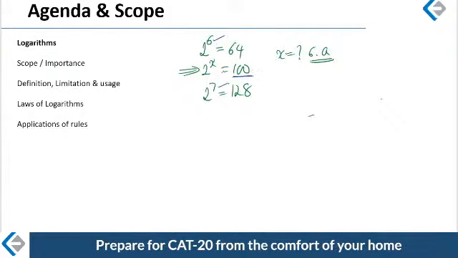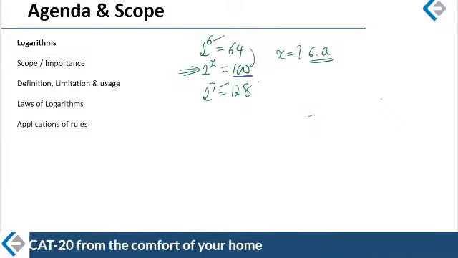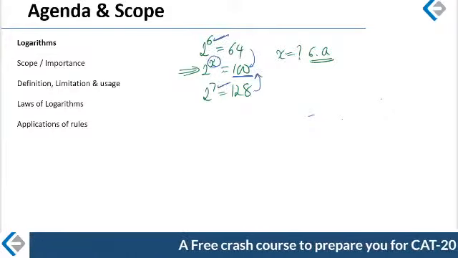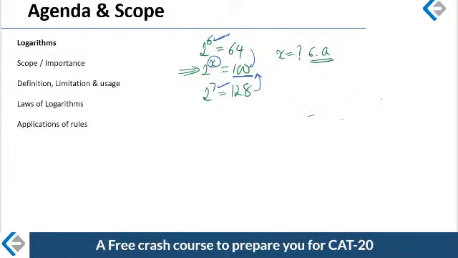Now I'm stuck in between here. 100 lies between these two numbers. Therefore, the x also lies between these two numbers. But what is it to one decimal place accuracy or two decimal place accuracy? You need logarithm for it, right? Now that's one of the points.